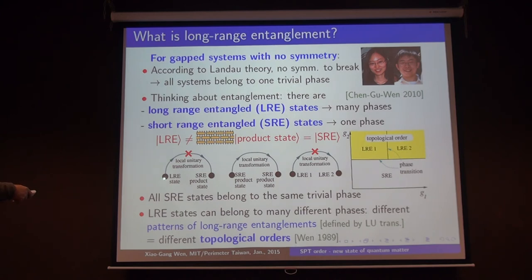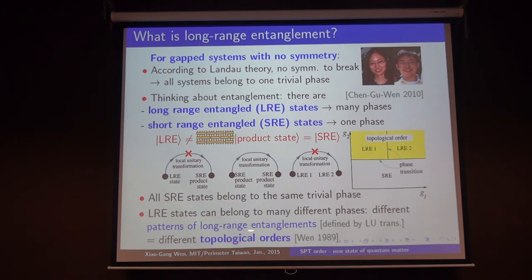However, long-range entangled states may not belong to the same phase. Long-range entangled states do not connect to short-range entangled states, but they may also not connect to each other. So you may have different long-range entangled states which are not connected to each other by local unitary. Therefore, there are different phases of long-range entangled states, and this is nothing but topological order. Actually, topological order is these long-range entangled states which do not connect to each other by local unitary. So this provides the quantum entanglement definition of topological order, and I think this is a better definition of topological order.